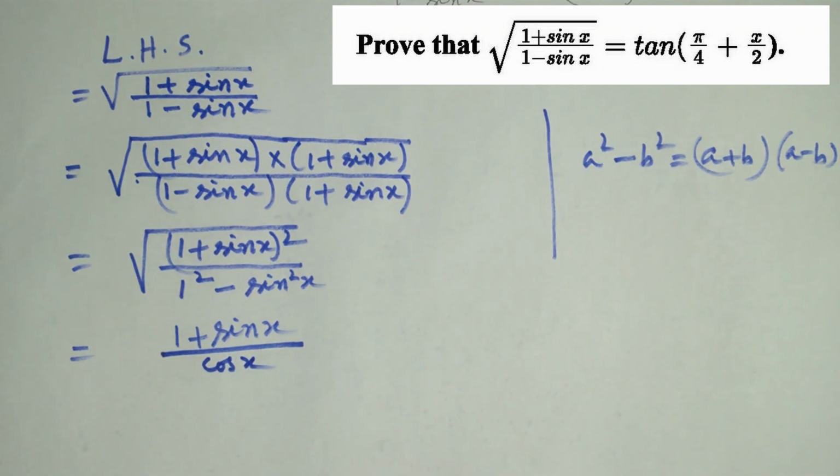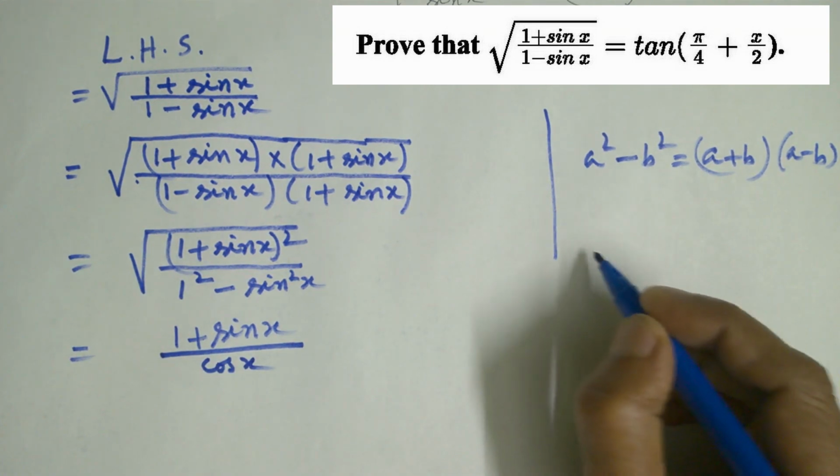Now look at the right hand side. What is there? Tan within bracket pi by 4 plus x by 2. So now again we have to convert x into x by 2. And another thing is there is a pi by 4. So we have to use formulas so that x is converted into x by 2, that means general angle to submultiple angle. There are some formulas written here.